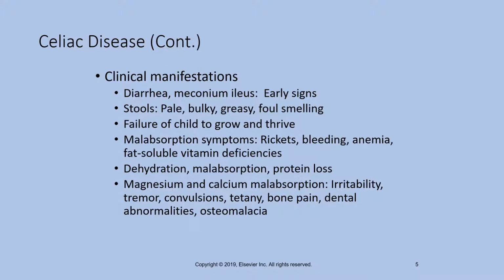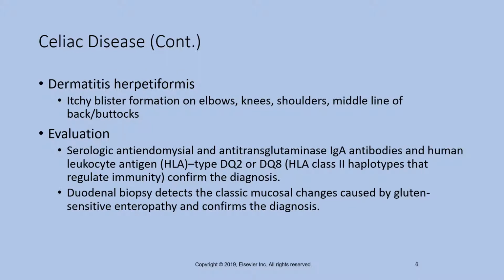Clinical manifestations in an infant are diarrhea, meconium ileus, and early signs of pale, bulky, greasy, foul-smelling stool, failure of the child to grow, malabsorption syndrome, rickets, bleeding, anemia, and fat-soluble vitamin deficiency; dehydration, malabsorption, protein loss, magnesium and calcium malabsorption, irritability, tremors, convulsions, tetany, bone pain, and osteomalacia. So this is what would happen in a society where a child is born and they really can't do anything about that. These would be the late stages of the disease.